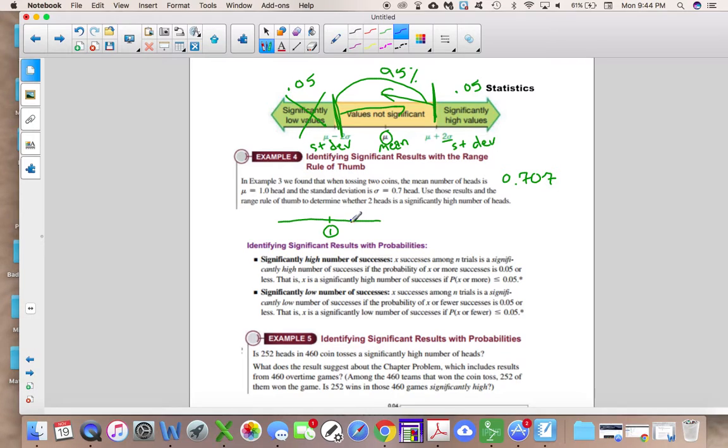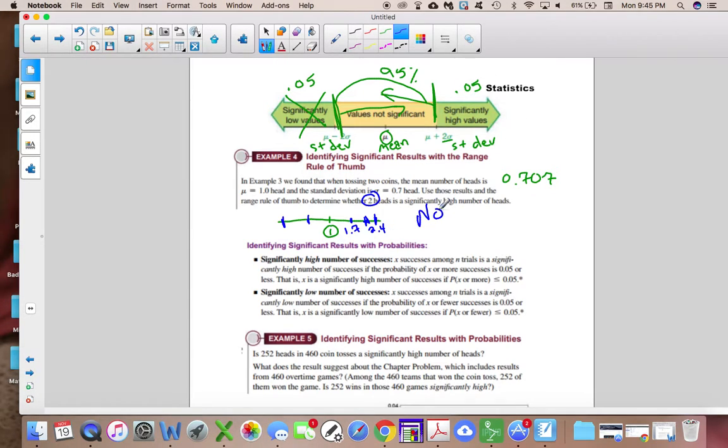So we have this point right here and this point right here, that's two standard deviations below, okay? We're looking at two heads, so we want to know, is two heads a significantly high number if our standard deviation is 0.7? Here's one head, that's the average. If we add one standard deviation, it would be 1.7, and if you add 0.7 again, that's 2.4. So two heads would live somewhere in here, and it is not inside that significantly high value. So no, having two heads when you're flipping two coins is not really that big of a deal.